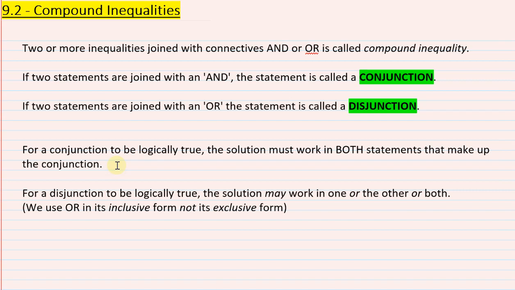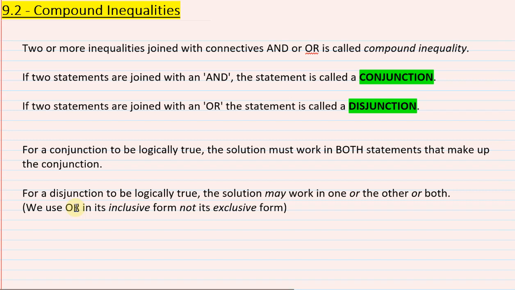Now, for a disjunction to be logically true, the solution may work in one or the other, or both. So it doesn't necessarily have to work in both of them, as was the case with the conjunction. It could work in either, or it could actually work in both of them. We will do examples where I clarify how it can be in both of them. So it's important to note that the connective or, in the context that we are using here, is used in its inclusive form, not the exclusive form of or.